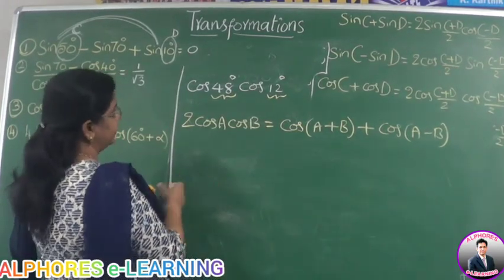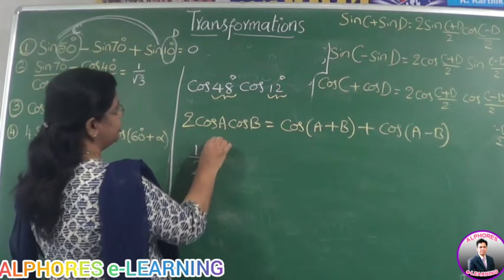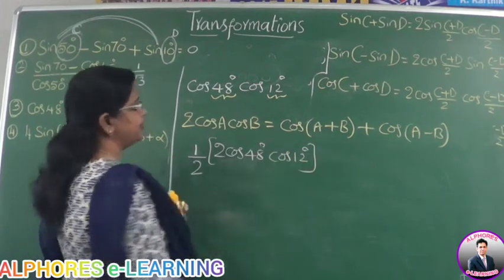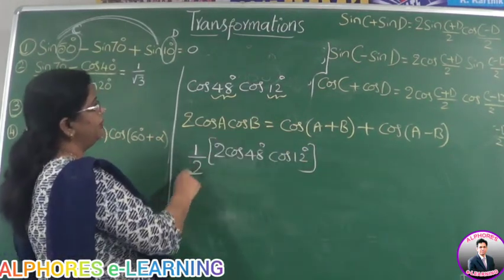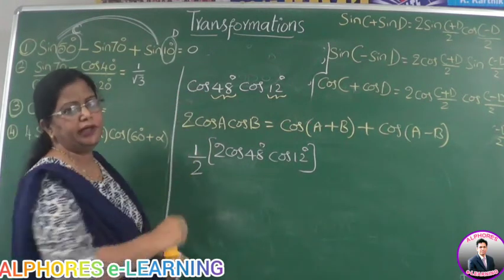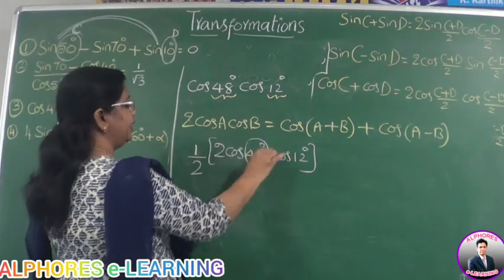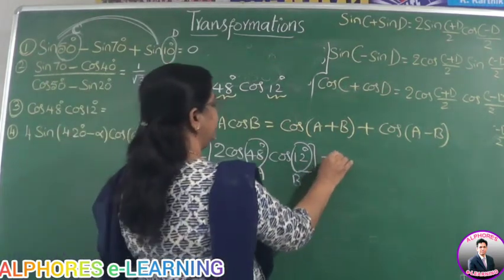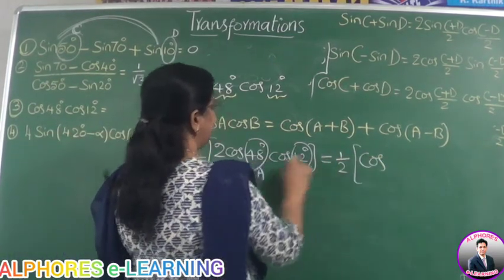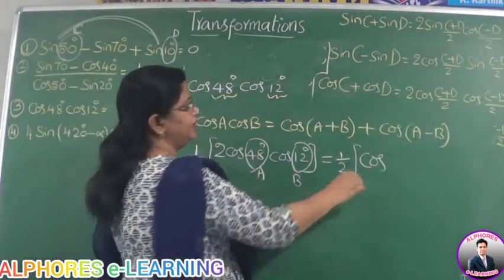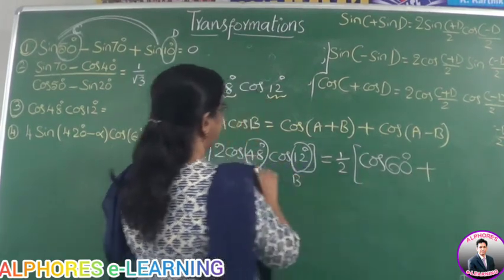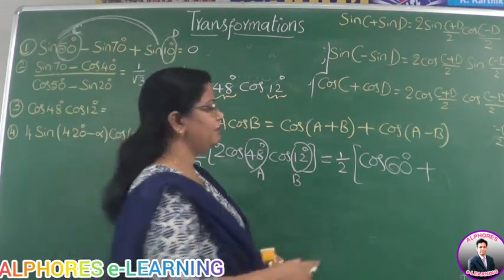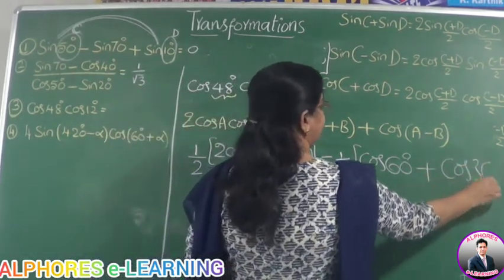Then you can obtain in this problem 1 by 2 times 2 cos 48 degrees into how much? Cos 12 degrees. Understand? Just to make use of this formula, we multiplied and divided, as there is no number 2 here. Got it? Now this is your A and next this value is your B. Now if I write the formula, it is 1 by 2 times cos of A plus B, 48 plus 12, that is 60 degrees, and next value plus cos of A minus B, that is 48 minus 12. What is 48 minus 12? 36. So this value is 36 degrees.